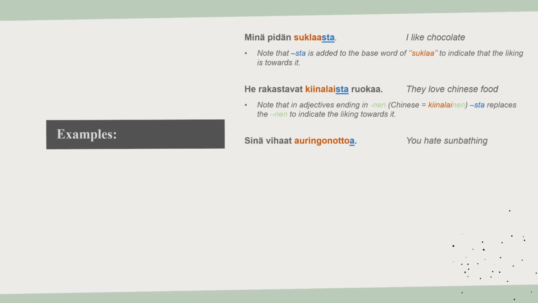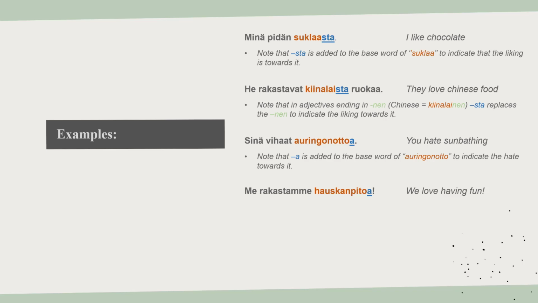Sinä vihaat auringonottoa. You hate sunbathing. Note that a is added to the base word of auringonotto to indicate the hate towards it. Me rakastamme hauskanpitoa. We love having fun.